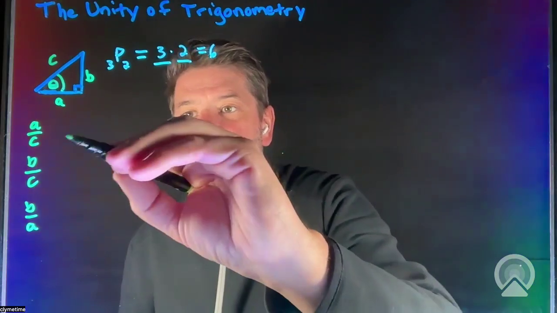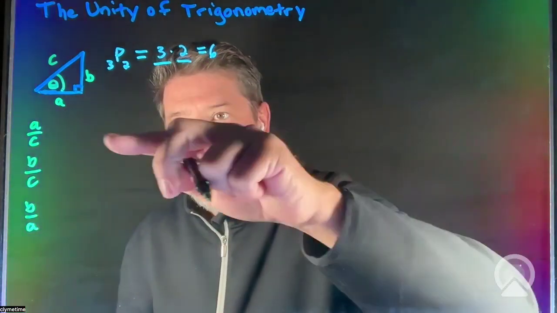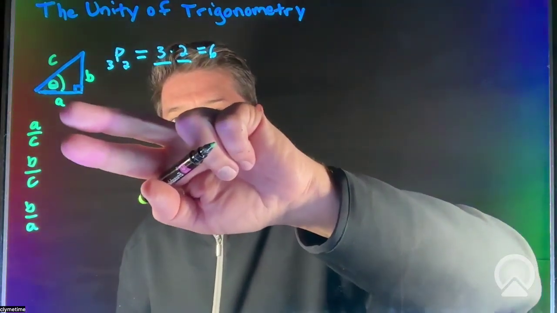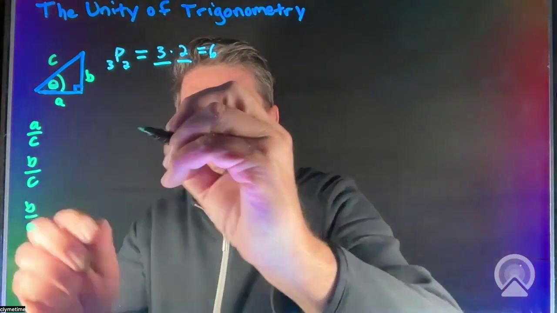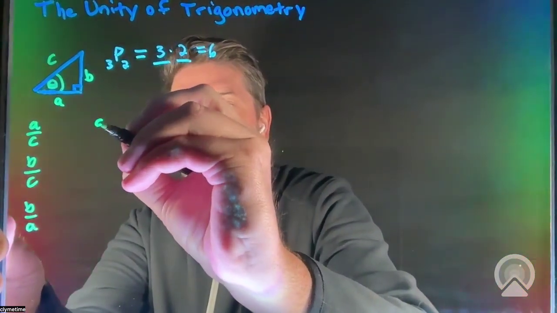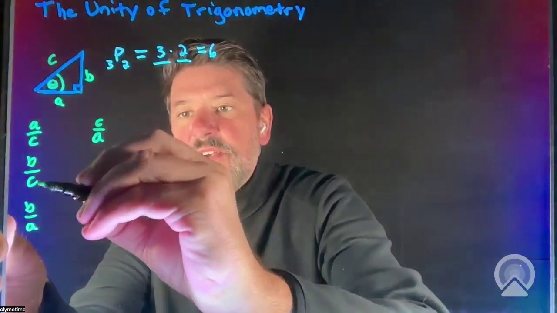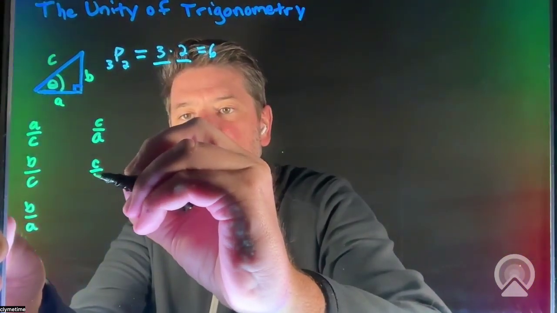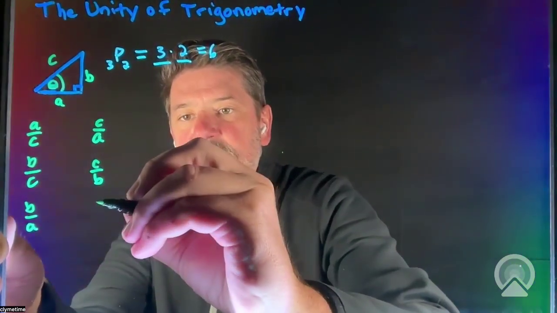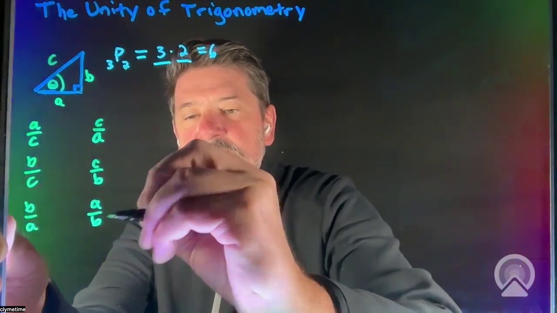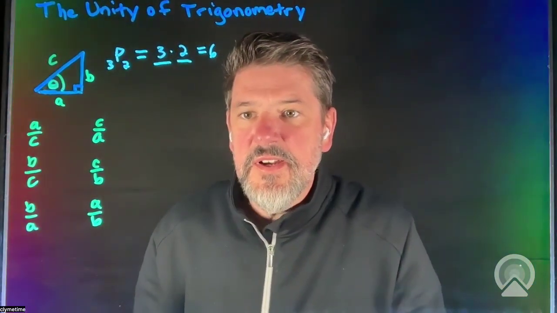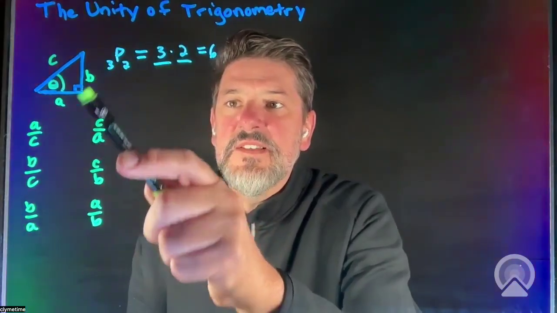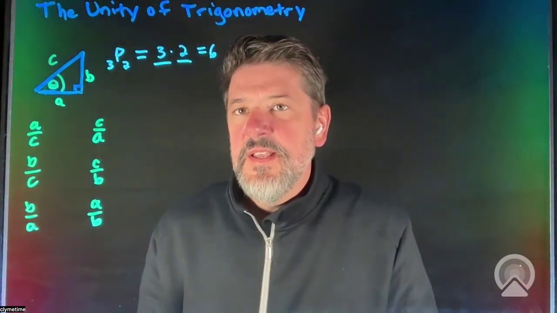Well, the other 3 are just going to be the reciprocal of each one of these. So instead of A over C, it's going to be C over A. So I could have that as well. And instead of B over C, I could have C over B. Instead of B over A, I could have A over B. So these are the 6 possible ways I can create a ratio of 2 sides when there are 3 possible.